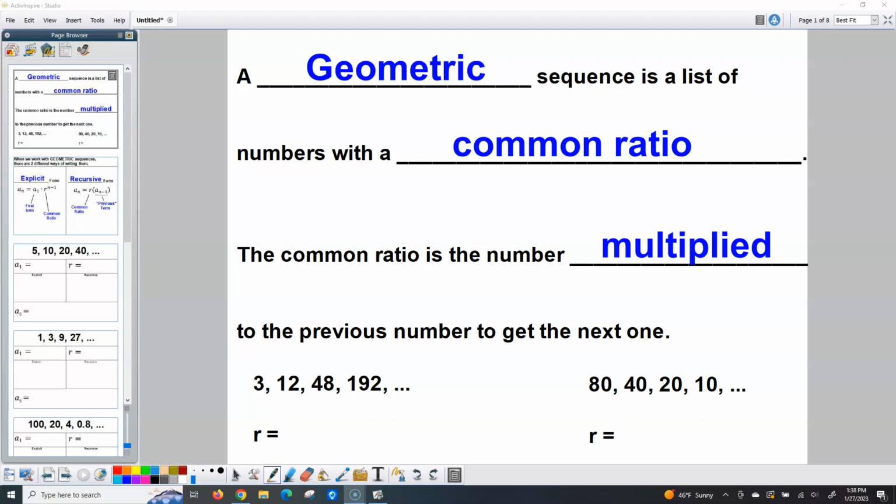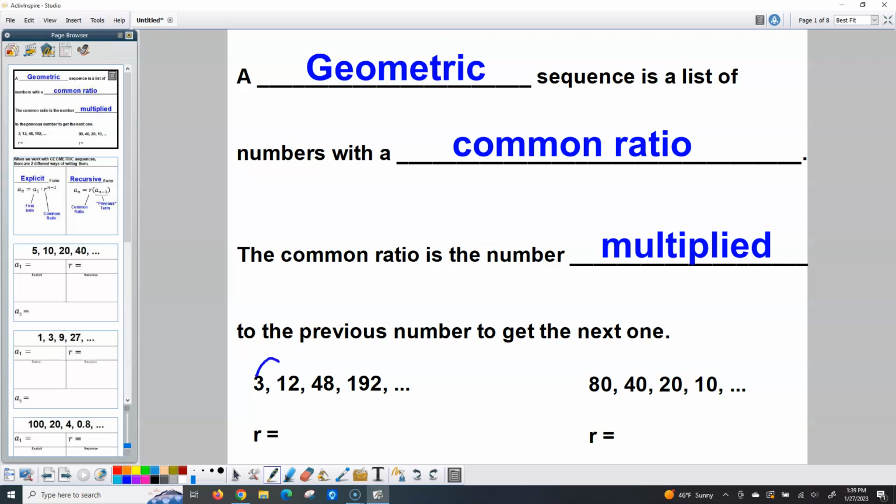A geometric sequence is a list of numbers with a common ratio. So something different than those arithmetic sequences is that we're going to be multiplying instead of adding each time. These are going to go hand in hand with the exponential functions, just like the arithmetic sequences went hand in hand with the linear functions. So down at the bottom, we're looking for a common ratio, not a common difference like we had with arithmetic sequences, but a common ratio, what we're multiplying by each time.